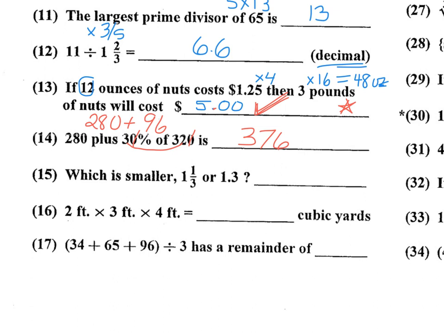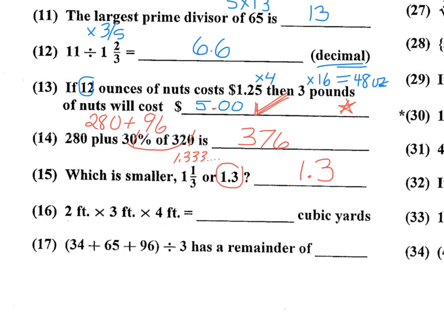Number 15. Which of these is a smaller number, 1 1/3 or 1.3? Well, 1/3 is a repeating 3, so this is actually 1.3333333, and obviously 1.3 stops at 3, so that would be smaller. So 1.3 is the answer for that.